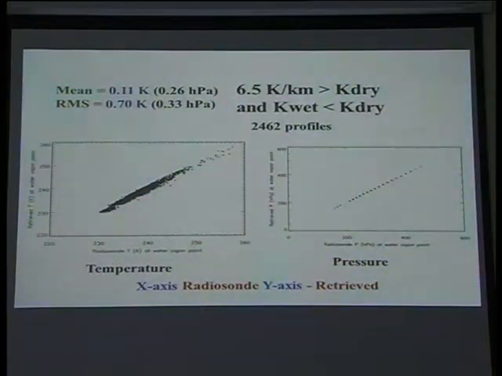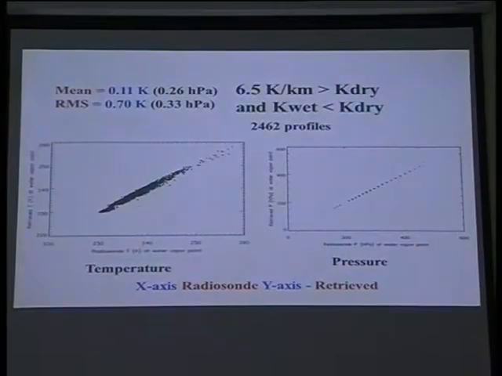And the third case is where the standard profile is greater than K dry and K wet is less than K dry. So when the standard profile approximates the actual temperature profile, in that case RMS is 0.7 Kelvin, mean is 0.11 Kelvin. Pressure of course is also 0.33, 0.2. These are just theoretical estimates you can say. In practice it can be slightly higher than 1.